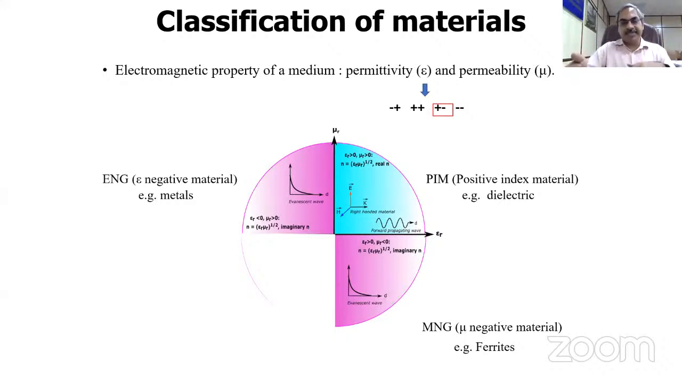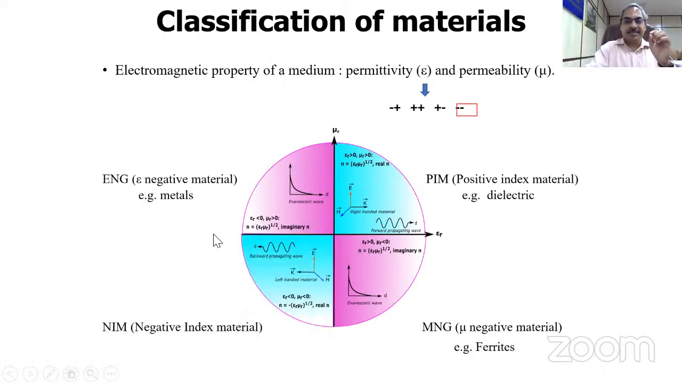Epsilon is positive, mu is negative. So some form of magnetic material. For example, ferrites show this kind of response in certain frequency ranges. But the most interesting thing of late is demonstrated in this third quadrant, where both epsilon and mu are negative, because of which the refractive index is now negative, right?